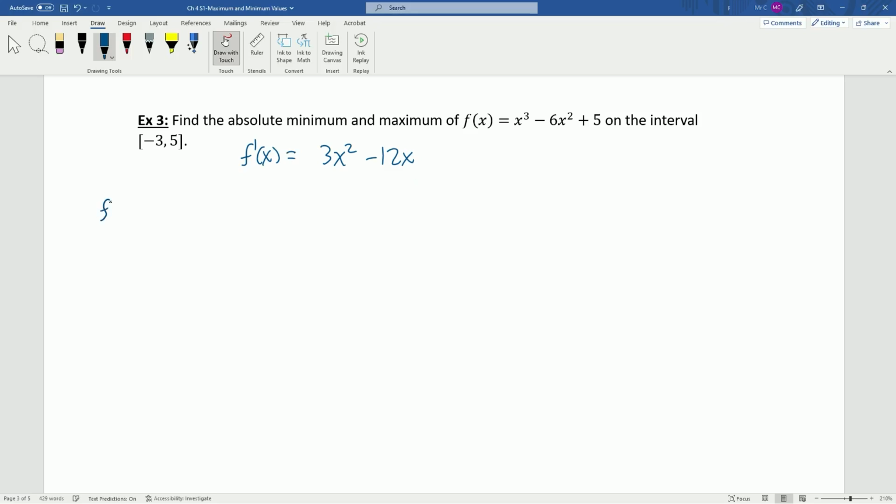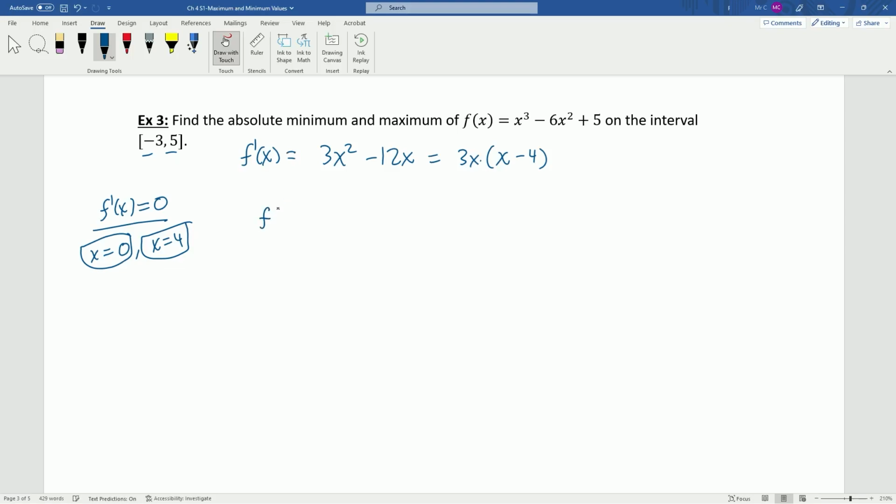And now I want to check where this thing is 0. So I'm going to factor out 3x. I get left with x minus 4. So this derivative is 0 when x equals 0 or x equals 4. That's when this factor is 0, x is 0. This factor is 0, x is 4. So now we just need to check the value of f at these critical points and at the endpoints. That's what the closed interval method tells us. Just check the endpoints, check the critical points, and then you're good.